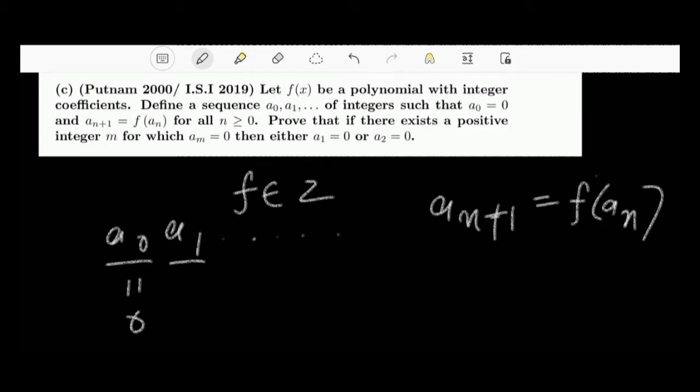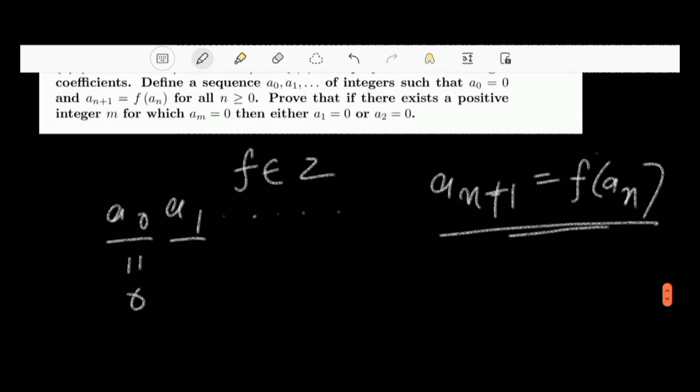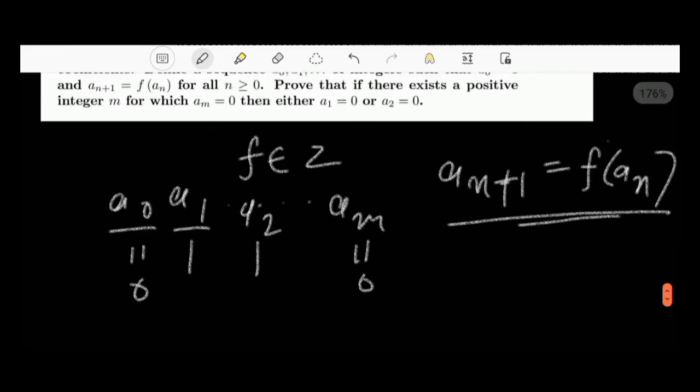So the rest of the elements get defined by this equation, and we have to prove that if there exists a positive integer m for which am is equal to 0, then either a1 equals 0 or a2 equals 0. It simply means that in the sequence there is some element am which is equal to 0. We know this, and we have to prove that either a1 or a2, any one element, is 0. So let's start solving the problem.